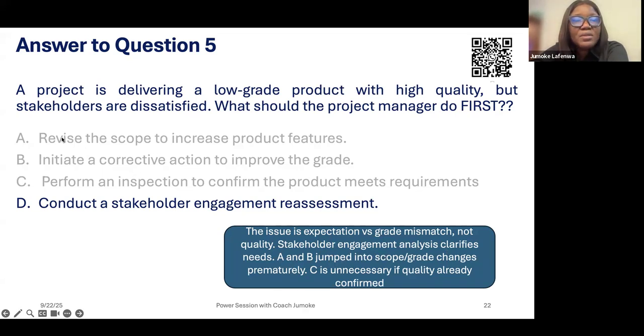A and B, revise the scope and initiate a corrective action, jump into scope and grade changes prematurely. You see, revising the scope is not wrong. Initiating a corrective action is not wrong, but you need to do something before you take that step, and that is conducting a stakeholder engagement reassessment. And C is unnecessary if quality is already confirmed, because the quality is high. So why do you want to perform an inspection to confirm?